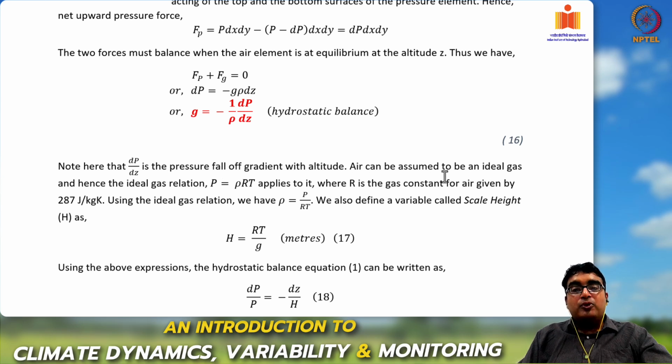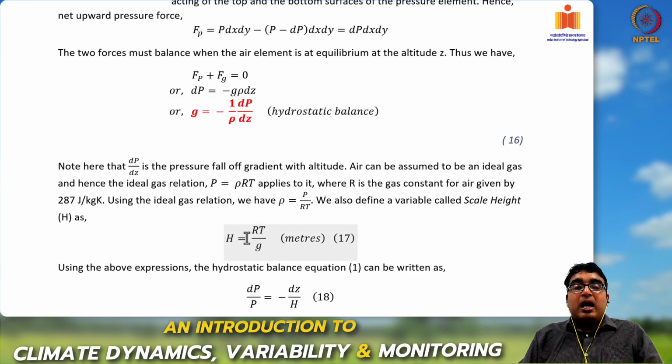Air can be assumed to be an ideal gas, and hence the ideal gas relation P equals rho RT applies to it. So rho equals P by RT. R is here the gas constant on a mass basis, the universal gas constant divided by the molecular mass of air. So this rho can now be put here. So this becomes g equals minus RT by P into dP/dz. Correct?